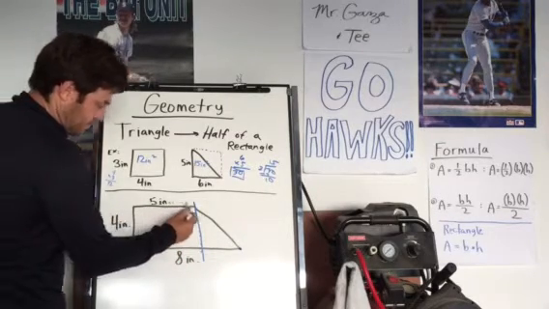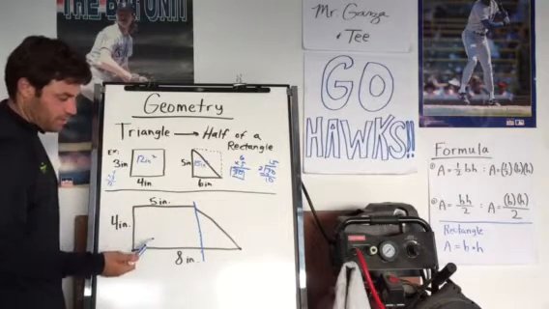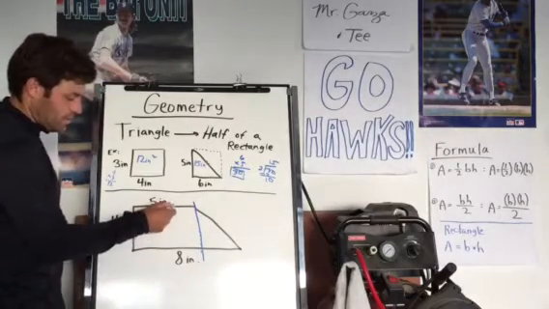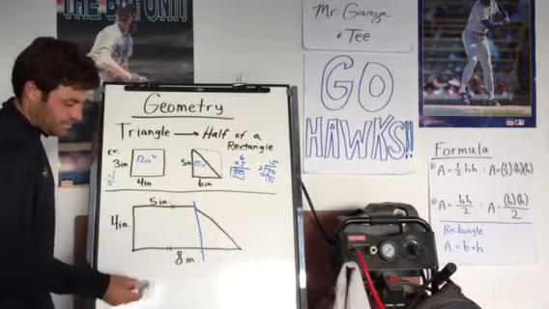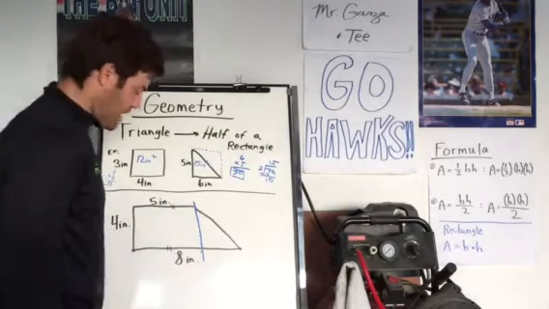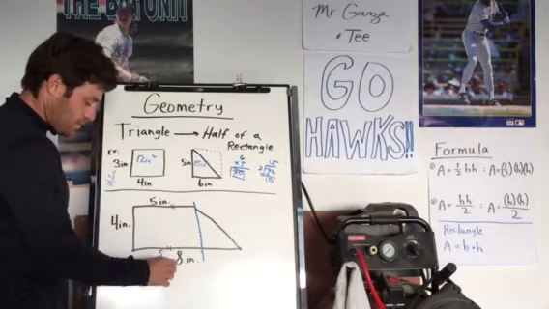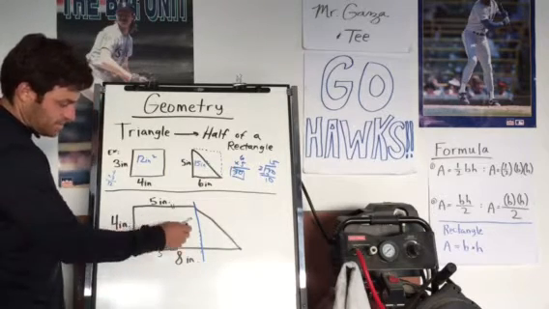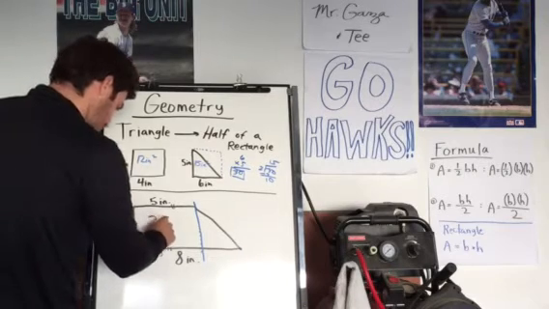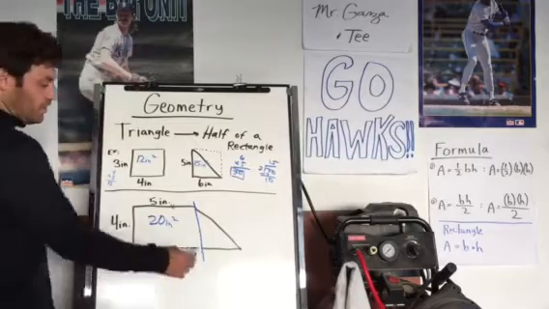5 is the length at the top. And remember, rectangles have 2 sets of parallel sides. So this top is the same length as the bottom base. If this is 5, then this over here has to be 5. So the area of this rectangle would be 5 times 4, which is 20 inches squared.